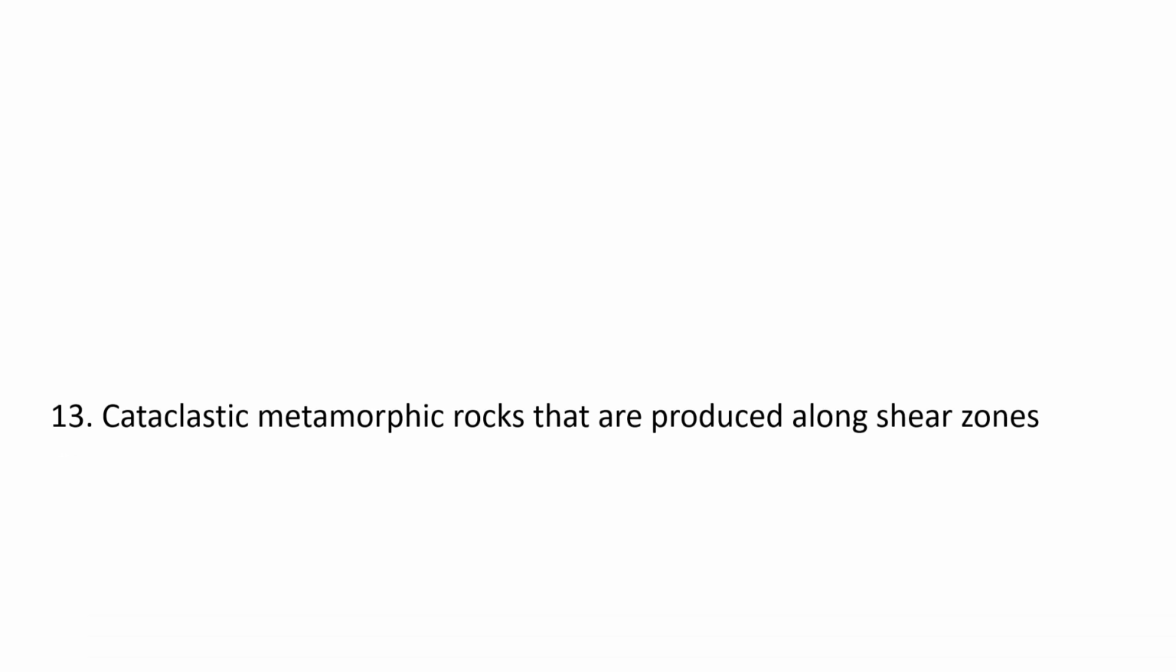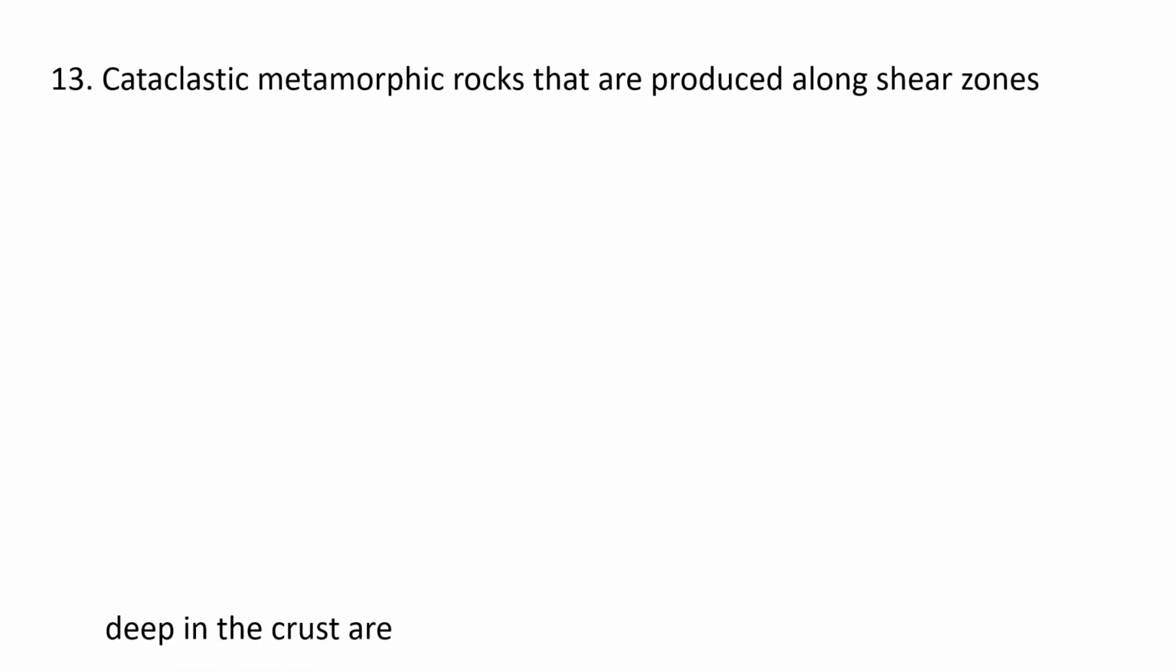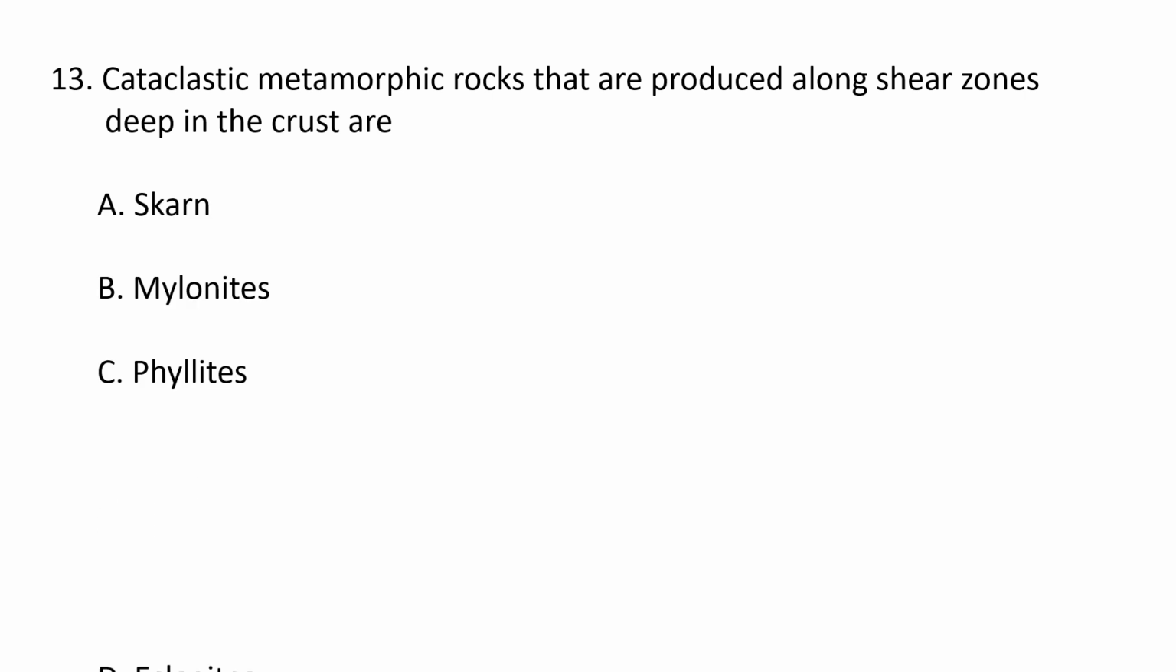Next question. Cataclastic metamorphic rocks that are produced along shear zones deep in the crust are: A. Skarn, B. Mylonites, C. Phyllites, and D. Eclogites. So these are known as mylonites. Mylonites are fine grained, compact metamorphic rocks that form in areas of intense deformation deep in the earth's crust, and they are produced by tectonic reduction of grain size through crystal plastic processes, also known as dynamic recrystallization, which causes the constituent minerals to crystallize at high temperature instead of breaking up. So here B. Mylonites is the correct option.